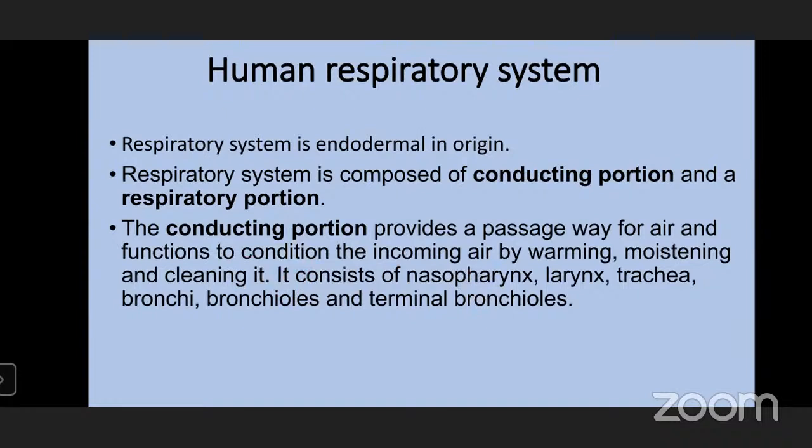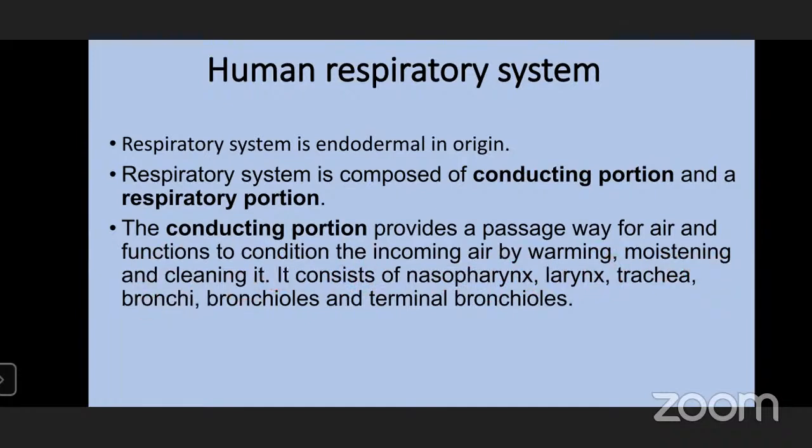outside the temperature can be warm, hot or cold, but when the air reaches inside our body, inside the respiratory system, it has to be normal air; the temperature should not be very high or very low. That's why we have a natural air conditioner in our nasal passage. So the function of the conducting portion is, one, it provides a passage for the air, and second, it functions to condition the incoming air by warming, moistening, and cleaning it.